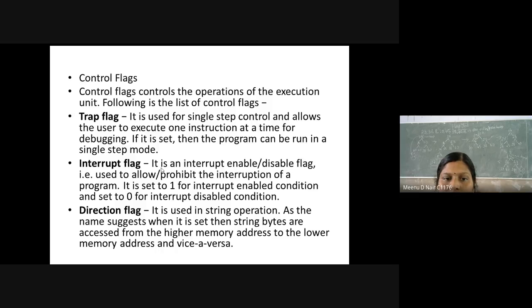Now what we are going to see is the control flag. There are two types, but in the case of 8085, you have studied only conditional flags. You might not have studied the control flags. The control flags are there in your 8086. What is a control flag? It controls the operation of the execution unit.